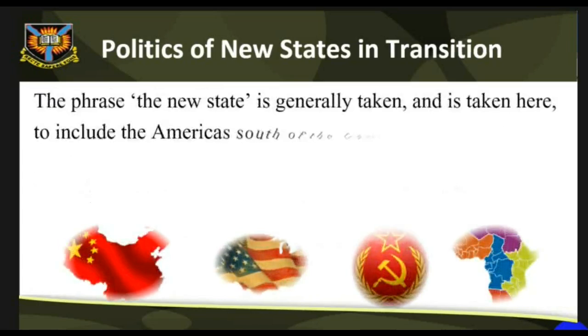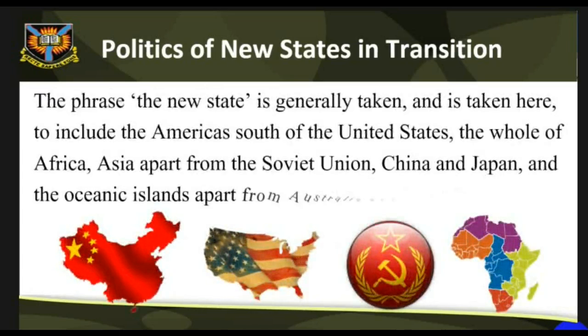The phrase, the new state, is generally taken, and is taken here, to include the Americas south of the United States, the whole of Africa, Asia apart from the Soviet Union, China and Japan, and the Oceanic Islands apart from Australia and New Zealand. Any book which presumes to distinguish and discuss the politics of this enormous area, encompassing roughly half the peoples in the world and well over half of the independent states, must first make good its implied assumption that this area can be distinguished for political purposes from other parts of the globe, and has some common characteristics which give it some unity.